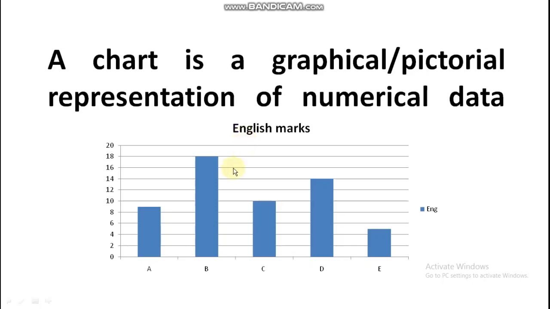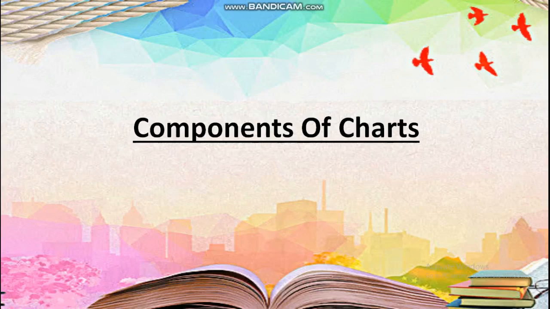Now you are watching many things in this picture. You are watching some bars, this box, this heading, these values, some lines in between the chart picture. What are these? These are actually various components of a chart. My dear students, there are 9 components of a chart. Let us understand them one by one.